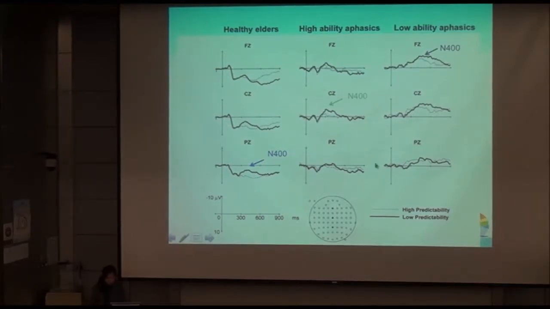And this is the data from aphasic patients with high reading ability. So you can see they still show the predictability effect. The low predictability words elicit a greater N400 than the high predictability ones. But you see the effect shifts to the central region. And here is the data from aphasic patients with low reading ability. They also show such an effect, but in a much later time window. And the distribution also changed to the frontal region.